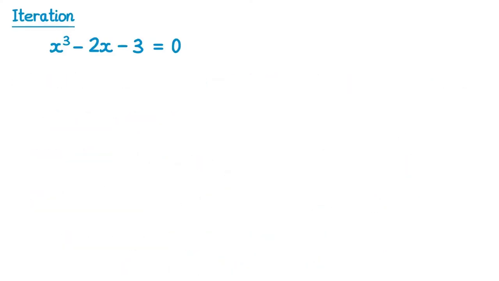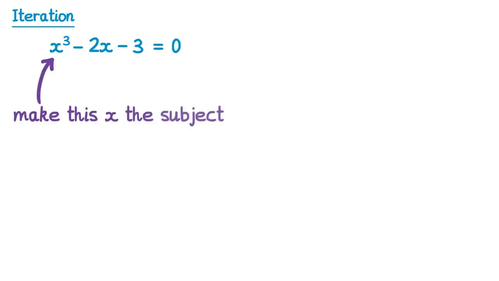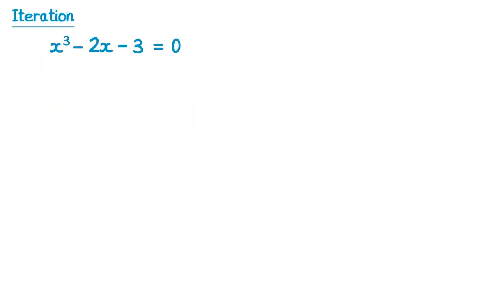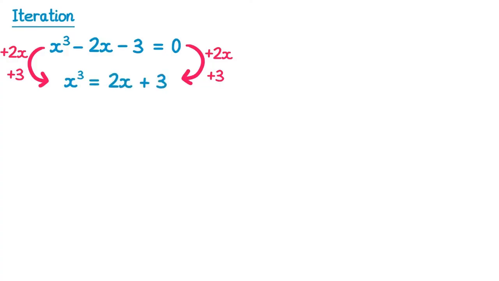Now that we know a solution lies between 1 and 2, we can use iteration to find this solution really accurately. The first thing we're going to do is imagine we were asked to make this x the subject. So we're going to rearrange it so that x is on the left hand side. To begin, we're going to add 2x and 3 to both sides. If we add this to the left hand side, it cancels out the negative 2x and negative 3. So we're just left with x cubed. On the right hand side, 0 add 2x add 3 is 2x add 3.